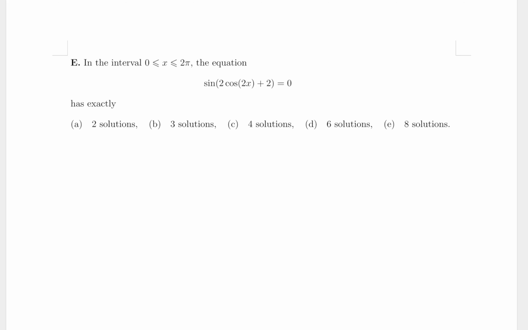All right, moving on to 1e. So in the interval from 0 to 2 pi inclusive, the equation has exactly how many solutions? Okay, so let's have a think about the equation, make some observations. Sine of something equals 0. So what does the something have to be?